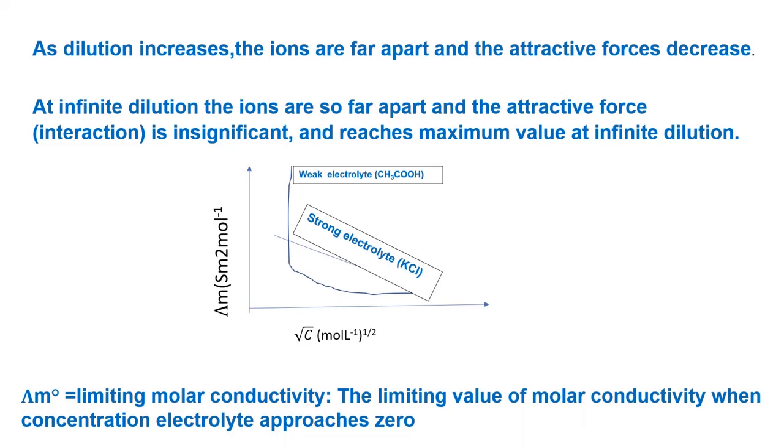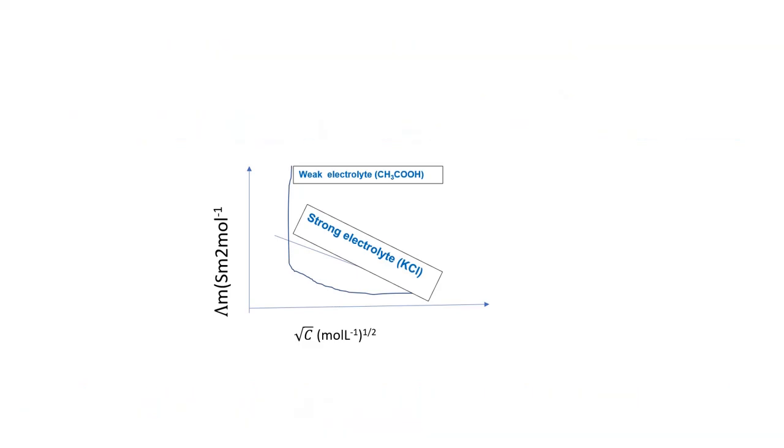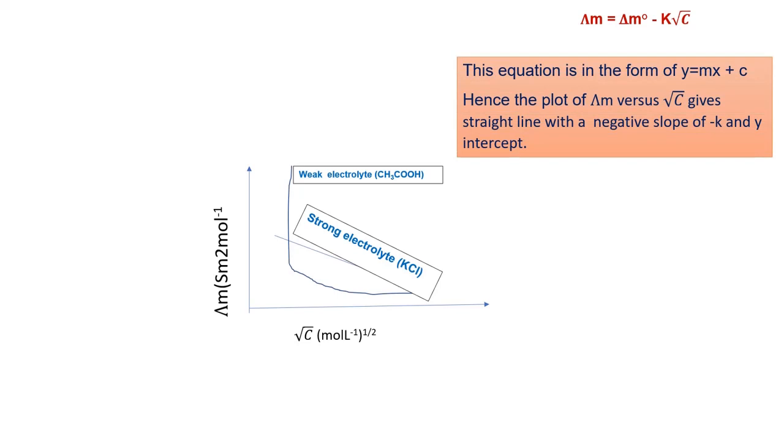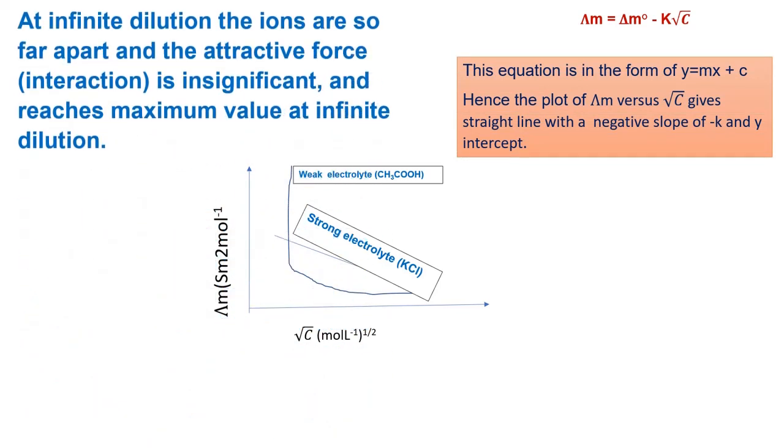Lambda m naught is the limiting molar conductivity. What is that molar conductivity at the limiting condition? It is the limiting value of molar conductivity when the concentration of the electrolyte approaches 0. At infinite dilution, when the dilution is completely obtained, the ions are so far apart that the attractive force is insignificant and neglected. So it has a maximum value of molar conductivity at infinite dilution.